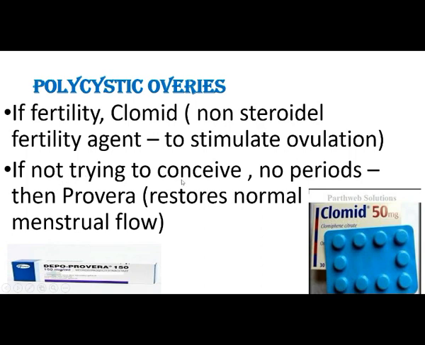If the patient is not trying to conceive and has no periods, Provera, a contraceptive injection, can be given. If not planning for a baby and not trying to conceive, we can give the injection Provera, so it will restore the normal menstrual flow. Okay, that is the contraceptive injection. This is Clomid 50 mg. Then this is Provera and this is the Clomid.